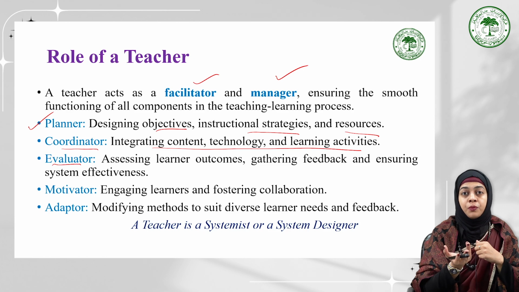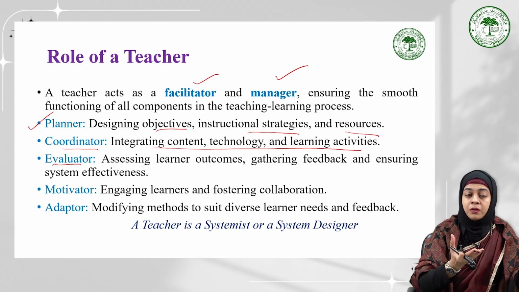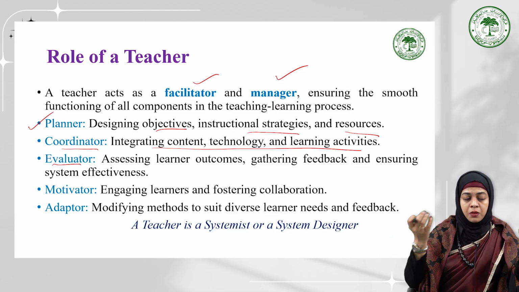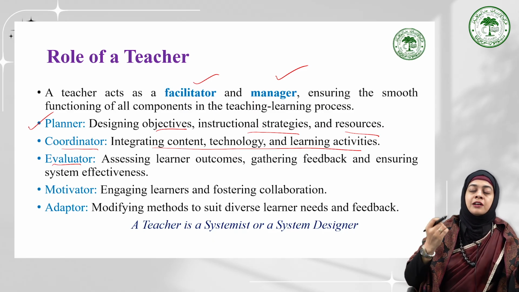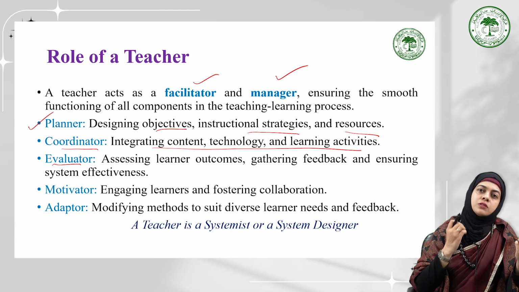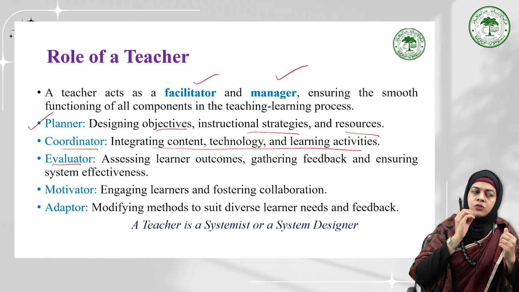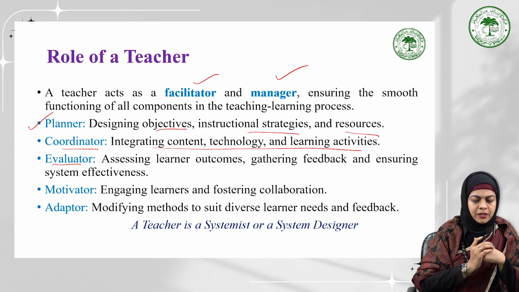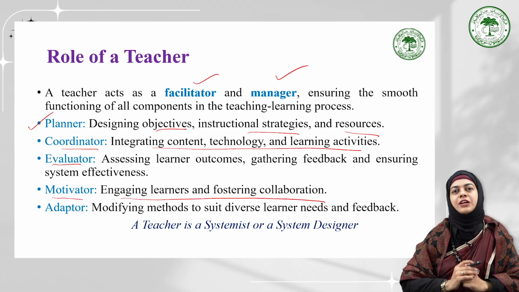If a teacher is not able to evaluate her own students' learning, her role kind of gets diluted. So how is she doing that? She has to assess the learner's outcome. She has to gather the feedback and ensure the system's effectiveness. And she makes sure that she does it through a criterion test. It could be the formative test or it could be the summative test. Then motivator, engaging learners and fostering collaboration.